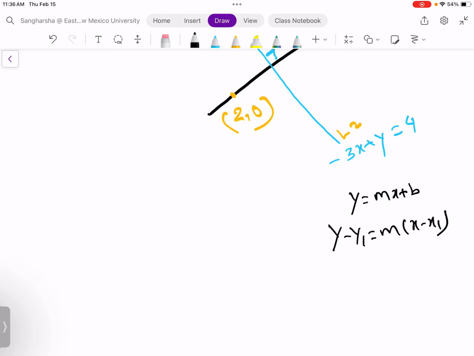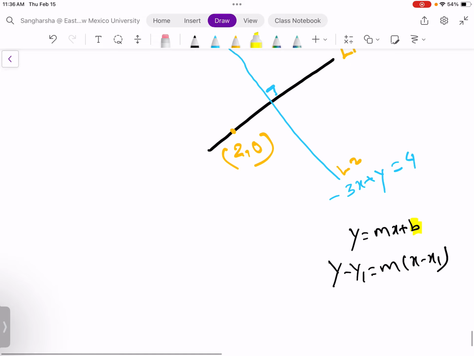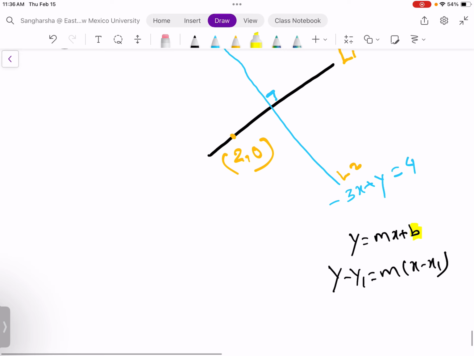We can't use the first one because it's asking us for the y-intercept. So, b is the y-intercept. Do we have the y-intercept here? So, what is 2, 0? 2, 0 is the x-intercept, right? But we want a y-intercept. So the y-intercept is not given, so we're going to use the second option.